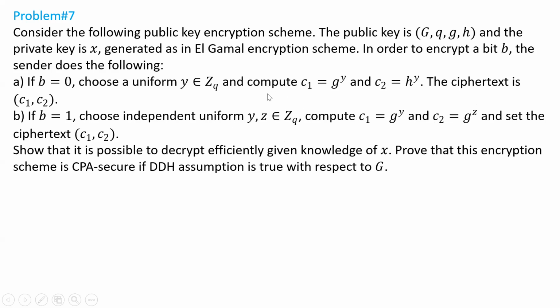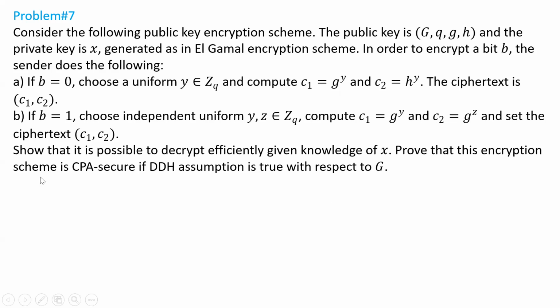If the adversary is able to solve the DDH problem in this setting, then it will be able to break the CPA security of this scheme. But as we have already assumed that the DDH assumption is true with respect to G, the Diffie-Hellman triplet is indistinguishable from a uniformly random triplet of the space G cube. Okay. So we say that this encryption scheme is CPA secure.